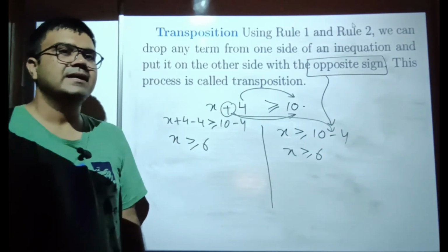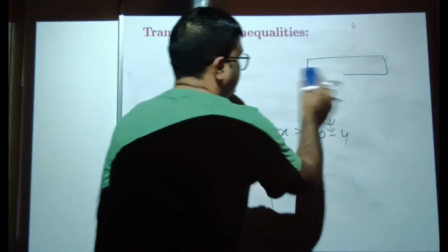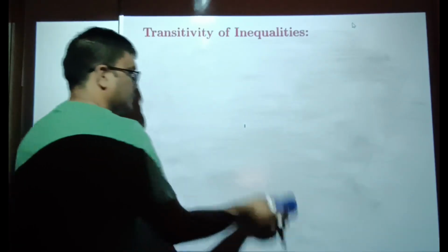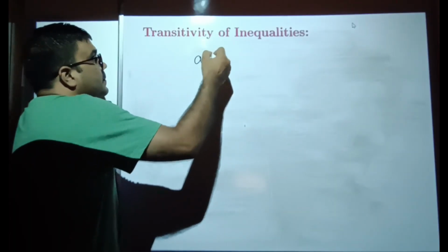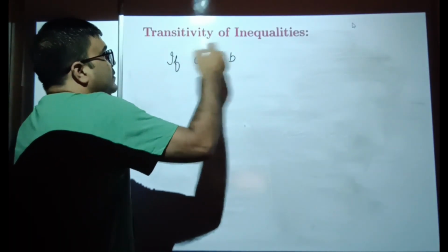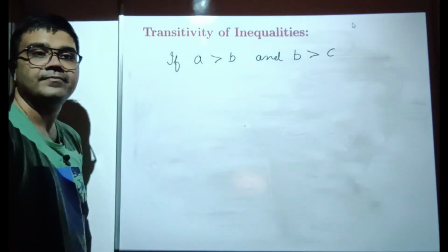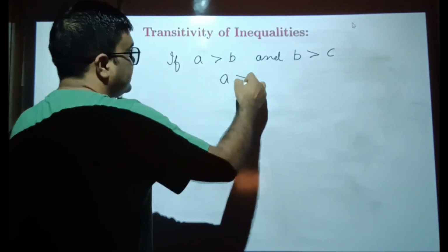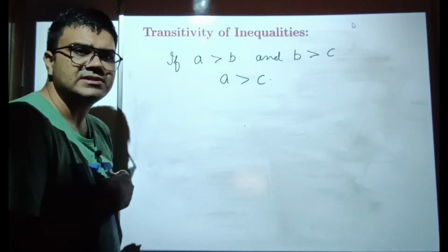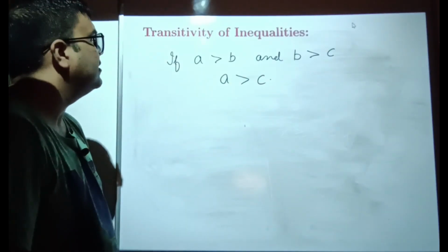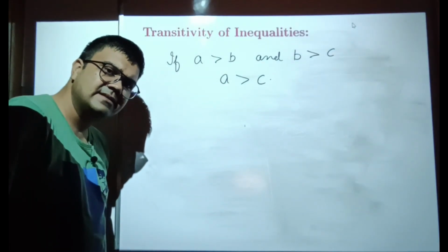Next is transitivity in inequalities. Transitivity means if A is greater than B and B is greater than C, then A is greater than C. Just simple calculations. These will be used in simple calculations: if A is greater than B, and B is greater than C, then A is greater than C.